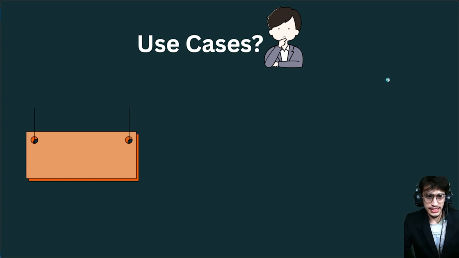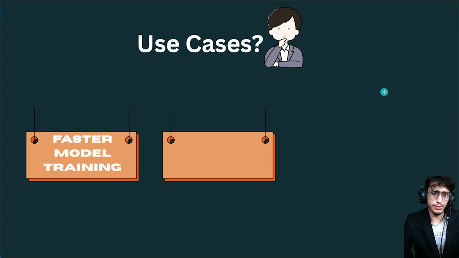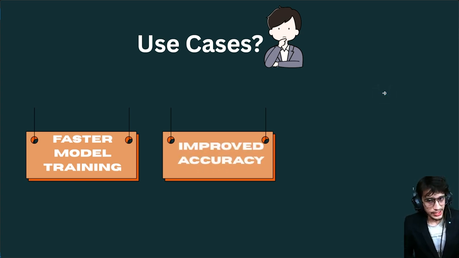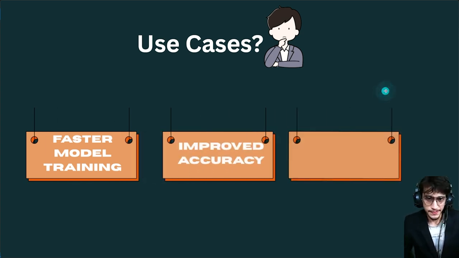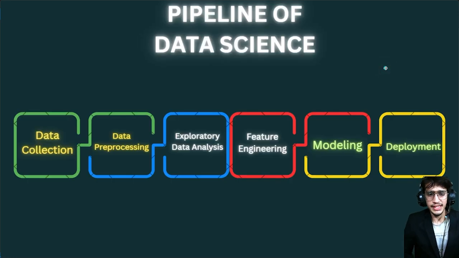Okay, so what are the use cases of data reduction? There are majorly three use cases. One is that when we reduce the data, it takes less time to train the model or run inference on the model. It improves the accuracy as data becomes simpler, and it saves space on the hard disk. So this was all about data reduction. With this, we have completed our data preprocessing pipeline. So we have done two things: data collection and now data preprocessing.